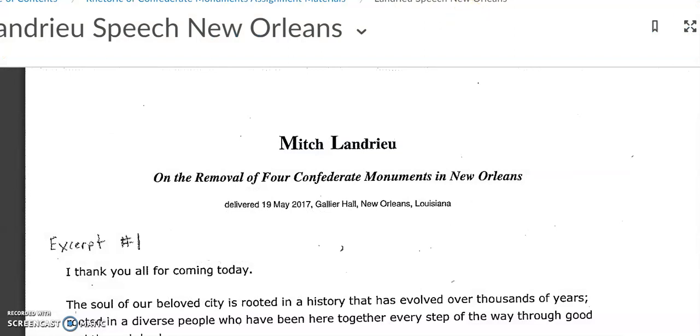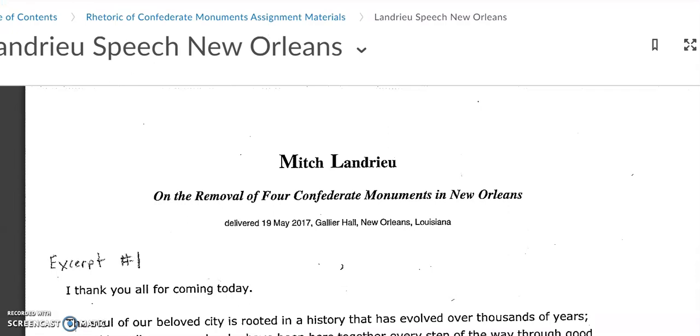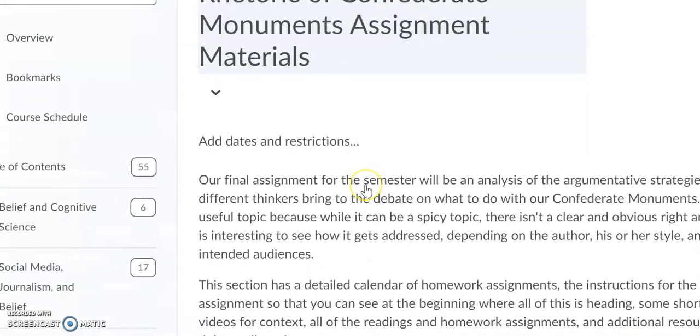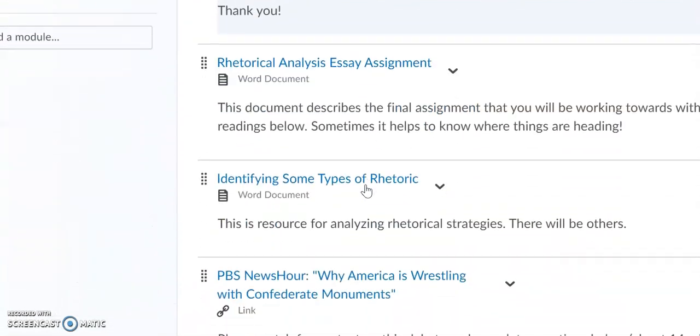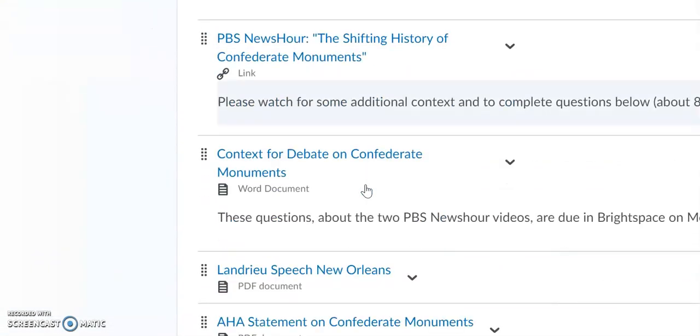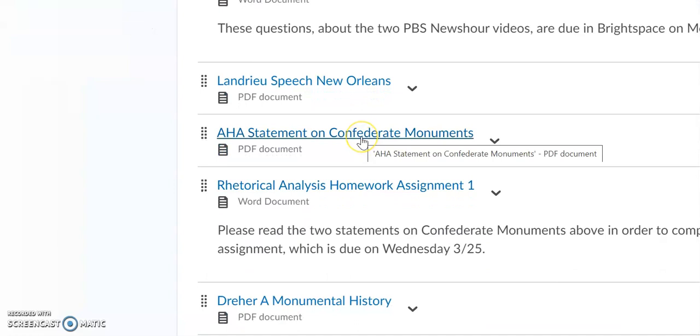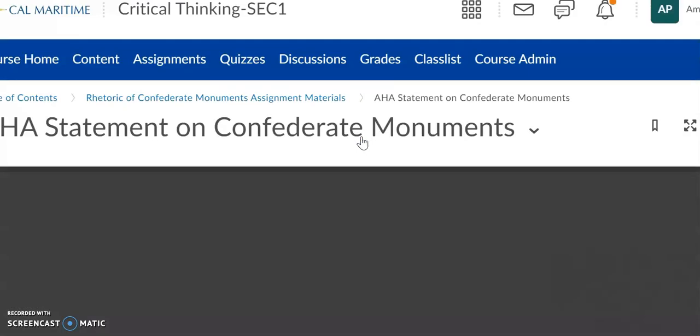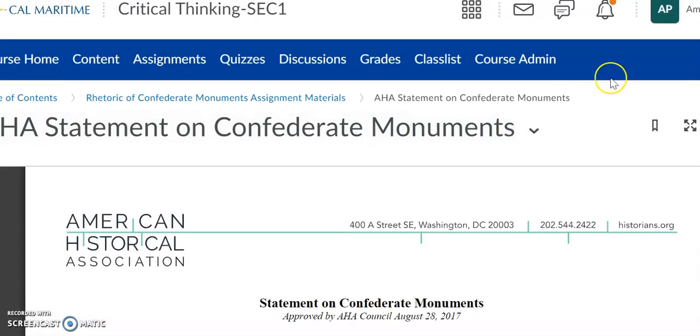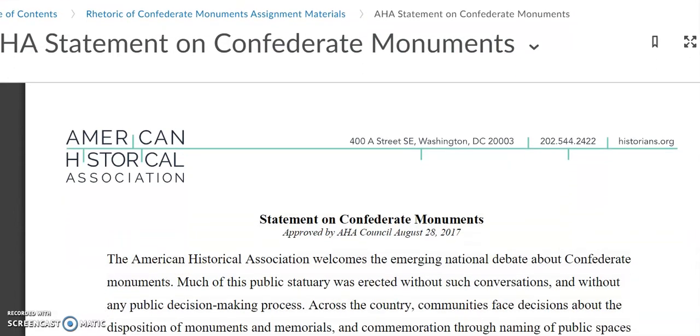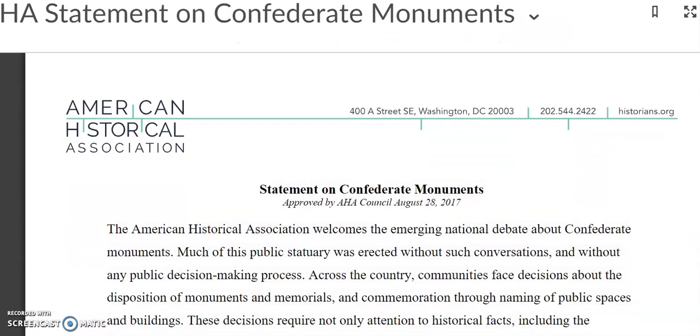And then the other thing that I want to show you, because it's exciting, is the other statement that you're going to read, which was written about the same time, is the AHA statement on Confederate monuments. The AHA is the American Historical Association, as you can see right there. And let me go very quickly to their website.